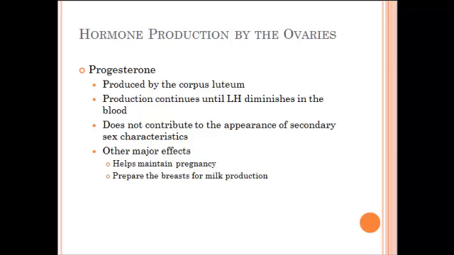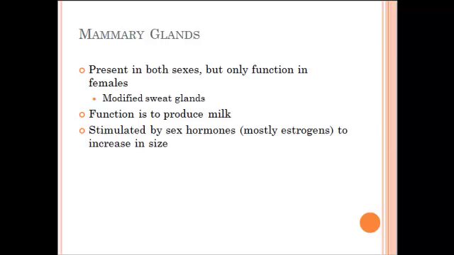Let's take a minute and look at the mammary glands, which are an accessory organ on the female anatomy, and their job and what they do. Both males and females have mammary glands, but only in females are they functional. And it's interesting because they're actually modified sweat glands. So they're exocrine glands, and they don't produce sweat, they produce milk, but they're very similar to sweat glands in the way that they work.